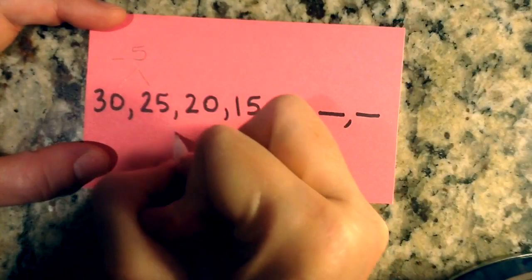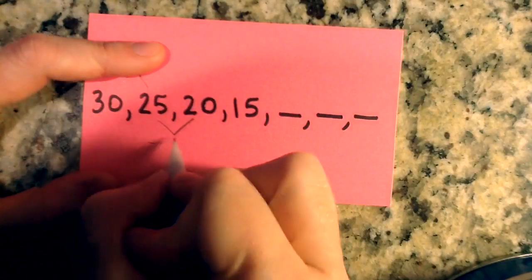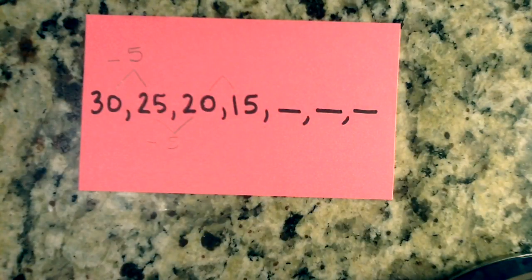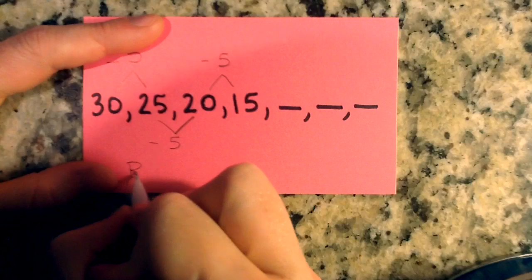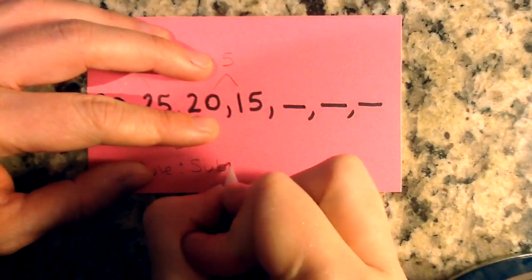Okay, try the next one, 25. 24, 23, 22, 21, 20. That's also subtract 5. 20, 19, 18, 17, 16, 15. That's again subtract 5. So my rule on this one would be subtract 5.